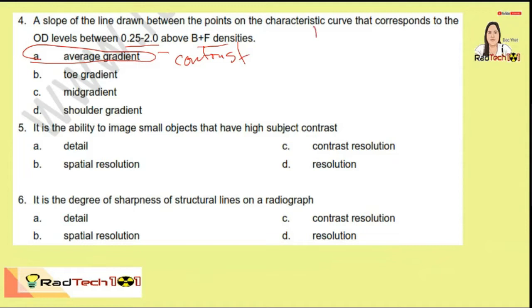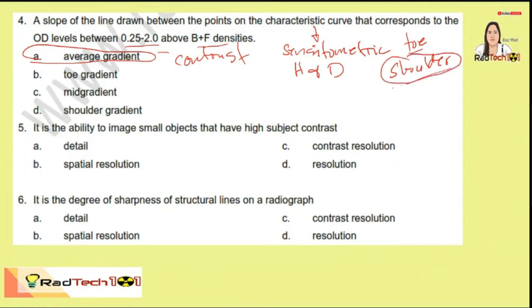So other terms for characteristic curve is sensitometric curve or the H and D curve. So there are two main portions of the H and D curve, characteristic or sensitometric curve. We have the toe and the shoulder. So syempre, shoulder yung nasa taas. Hindi ako marunong mag-drawing. So shoulder is sa taas, then syempre yung toe nasa baba. The shoulder portion represents the overexposed areas of the radiographic film, while the toe represents the underexposed. So between the toe and the shoulder is your average gradient.